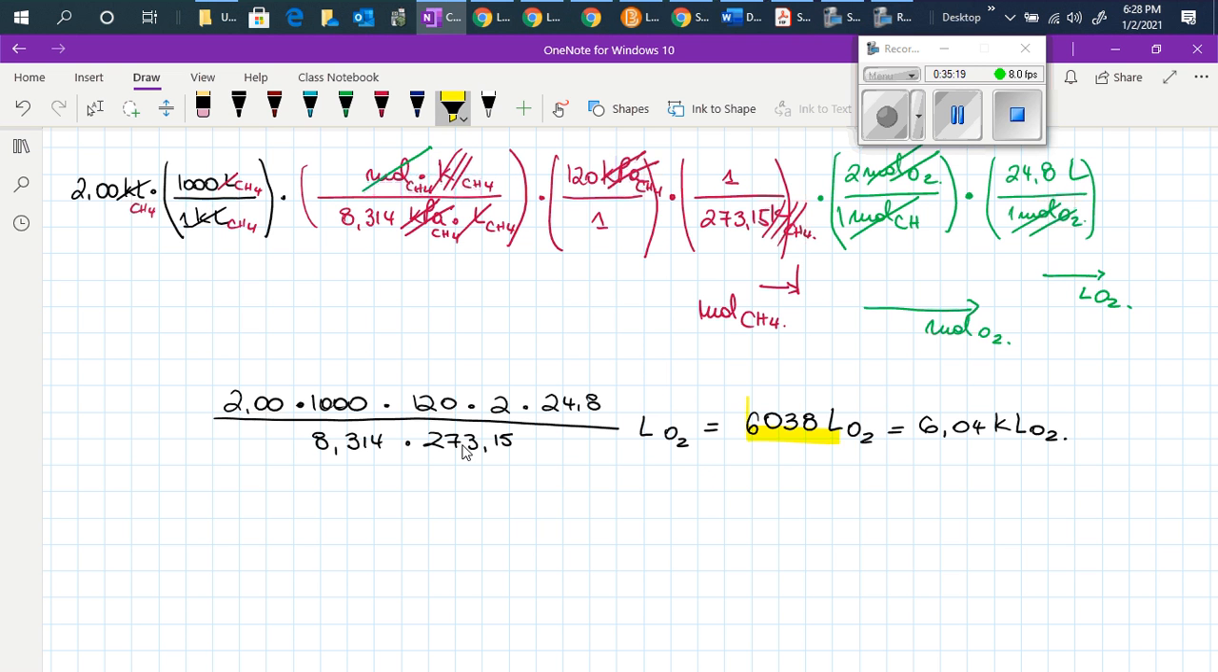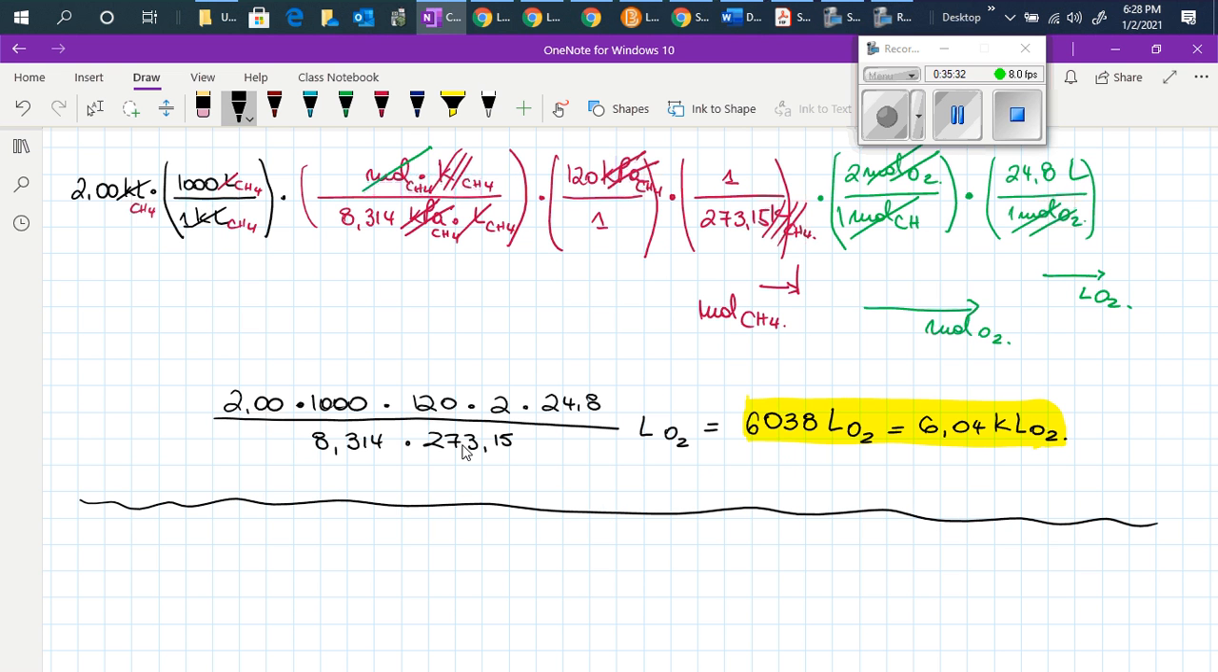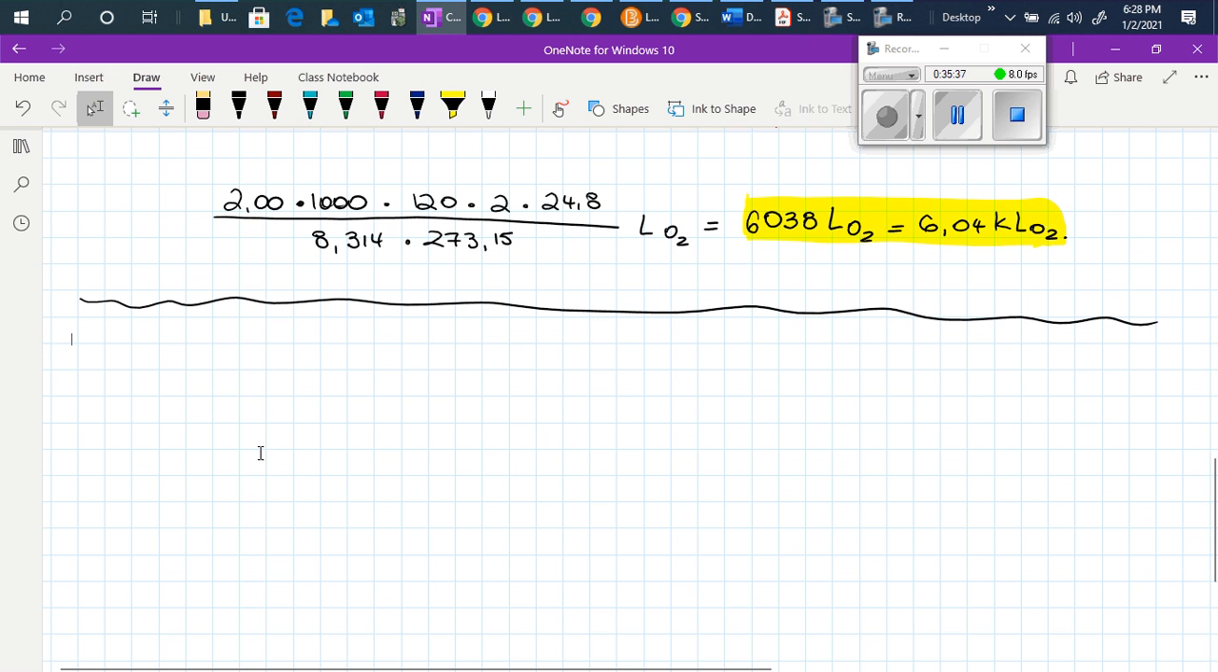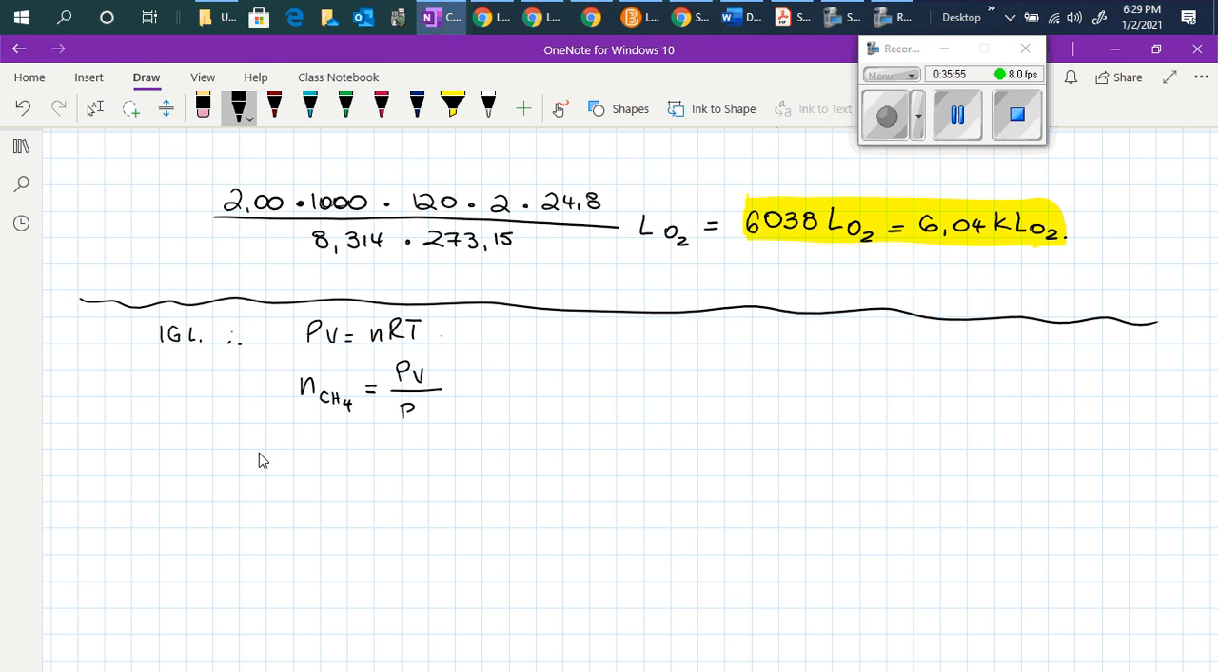So this method is when we use Stoich all the way through. However, what you can do is you can do it step by step. If this is too overwhelming, then you can do it step by step. So you can use the ideal gas law. And then you will go PV is equal to nRT. And from here you'll find the moles of methane. So it will be PV over RT.